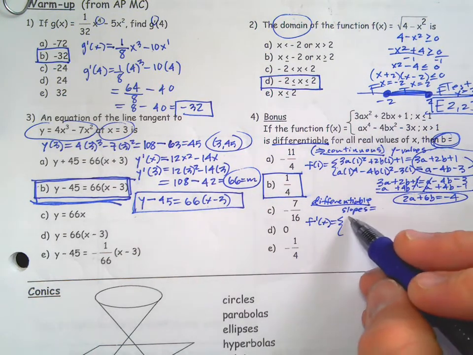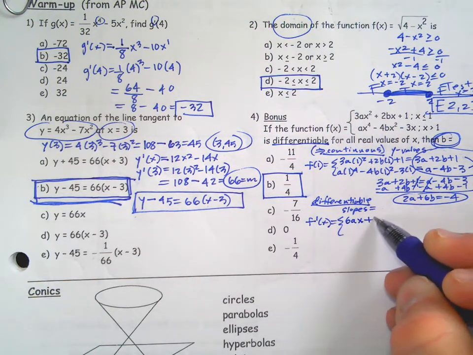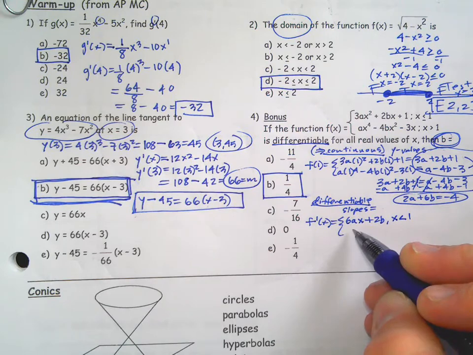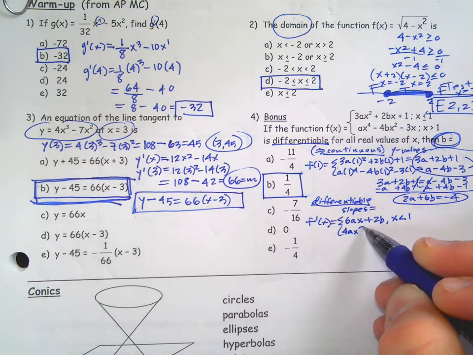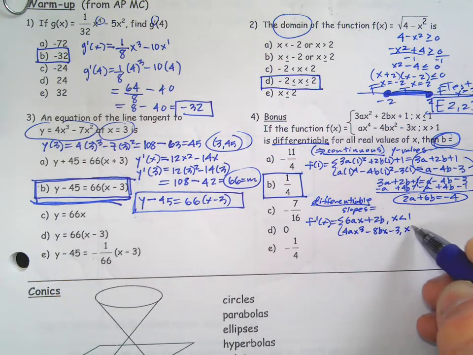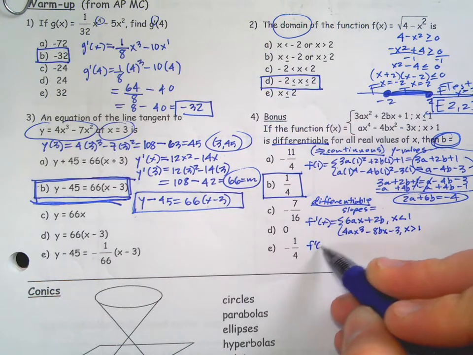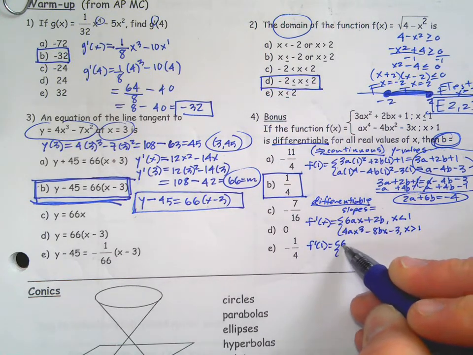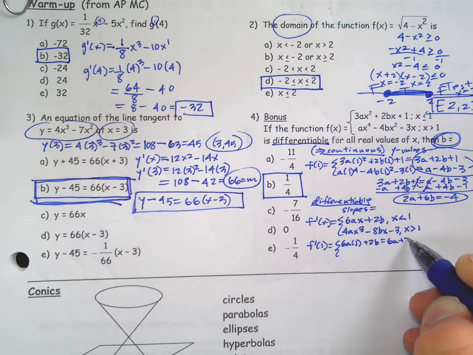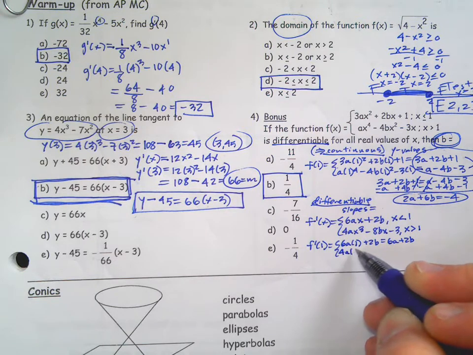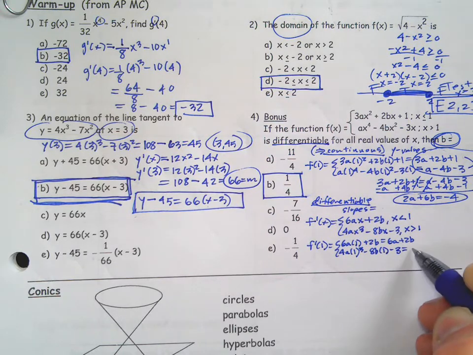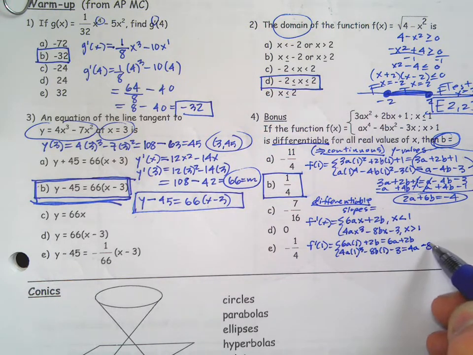We're doing power rule. It's going to be 6ax to the first plus 2b, and the derivative of 1 is 0. The next one is going to be 4ax cubed minus 8bx minus 3. Then when we plug 1 into these, we get 6a(1) plus 2b, which is 6a plus 2b, and 4a(1) cubed minus 8b(1) minus 3 gives you 4a minus 8b minus 3.